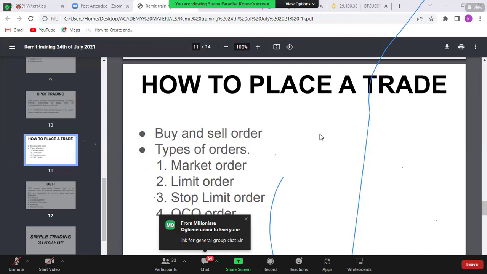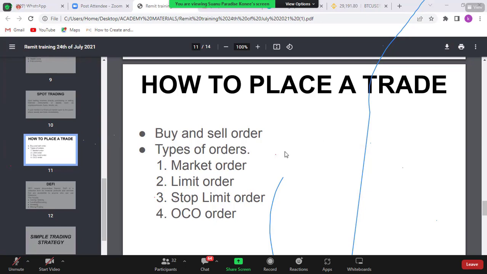You made mention about launching your exchange soonest. Is it going to be a centralized or decentralized exchange? It's a centralized exchange.